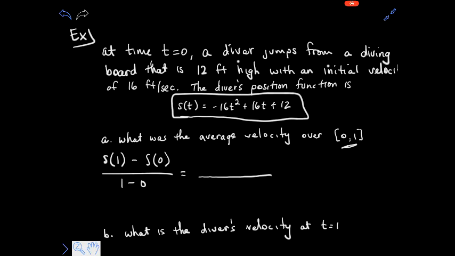So plugging a 1 into the position function, so I'm plugging a 1 into this function right here. We're going to add negative 16 plus 16, which is 0. And then 0 plus 12 is 12. Now for 0, if we plug in a 0 into the position function, we're going to have 0 plus 0, which is 0, and then 0 plus 12. So we get a 12 out of that one as well.